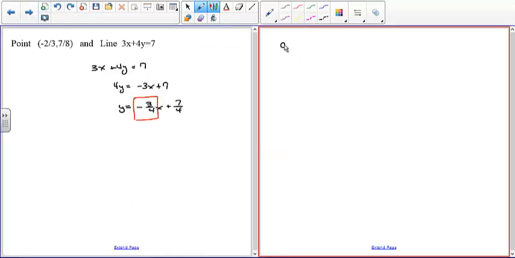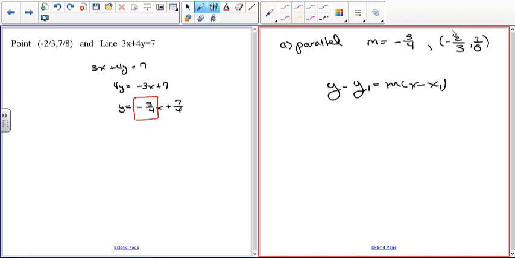So now part A is the parallel part. So we have a slope of negative 3/4, and the point (-2/3, 7/8). So point slope form of the linear equation. This is x1, this is y1. So you get y minus y1, which is 7/8, is equal to m, which is negative 3/4, times x minus x1.